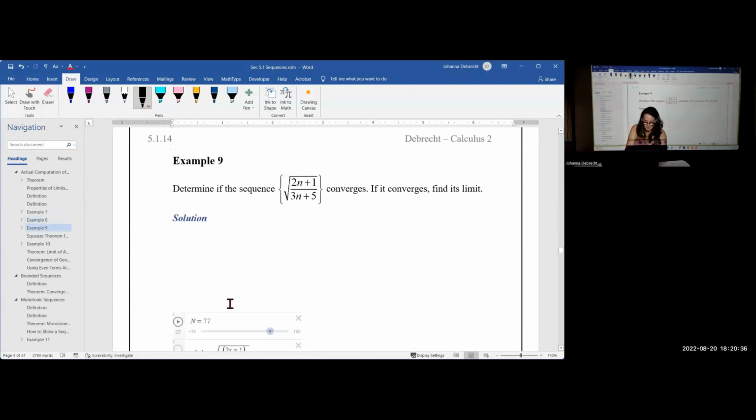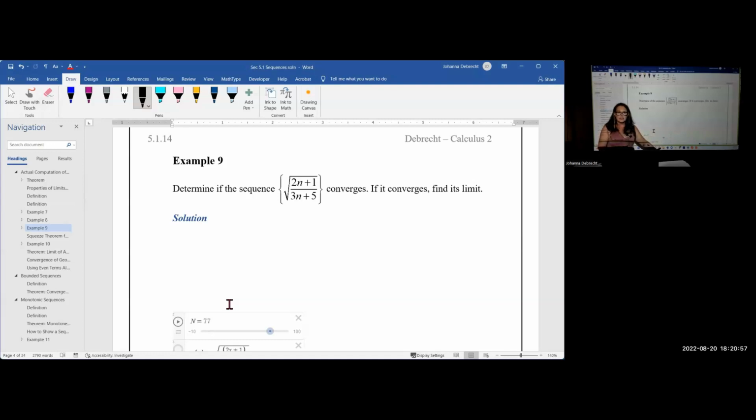Let's look at example 9. We have the sequence of the square root of the quantity 2n plus 1 over 3n plus 5. We want to know, does it converge? If it converges, what's the limit? And again, converges means, do the terms of the sequence get close to some finite real value? And if so, what is that finite real value?